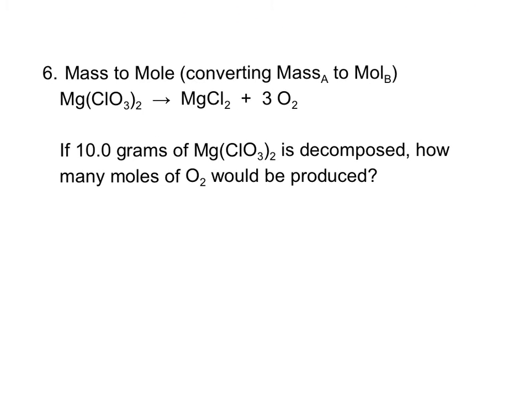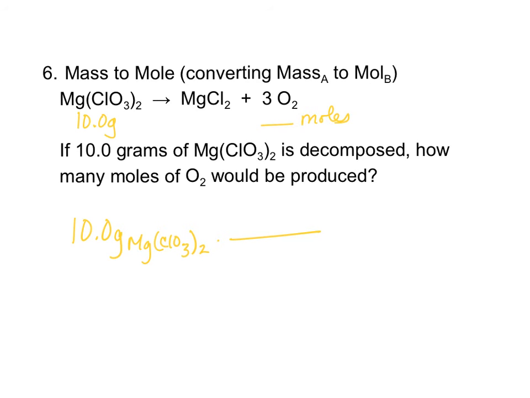Okay, opposite of number 5 is number 6. Now we'll start with mass of one compound and go to moles of another compound. So this problem says if we have 10 grams of magnesium chlorate, how many moles of oxygen would be produced? So we are starting with 10 grams of this magnesium chlorate. We're trying to figure out moles of O2. This is also a 2-step problem. Start off with our 10 grams of magnesium chlorate.